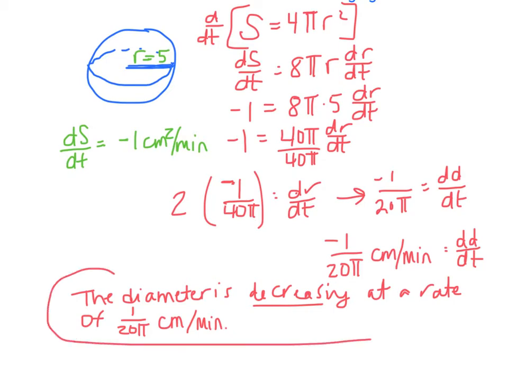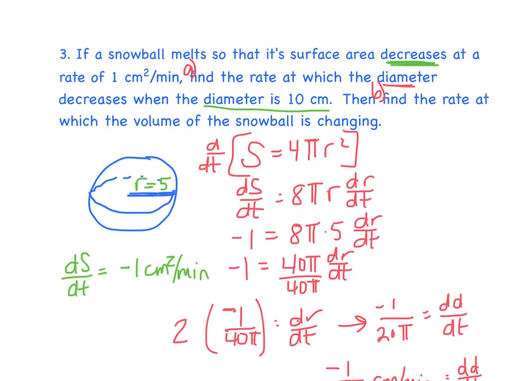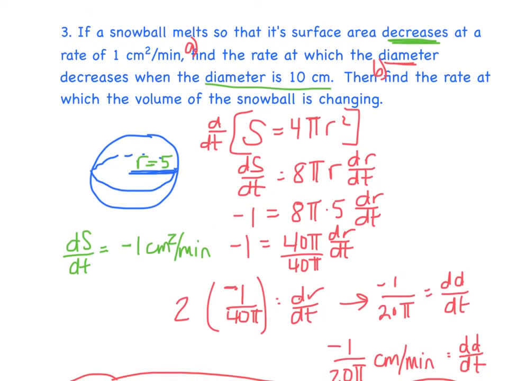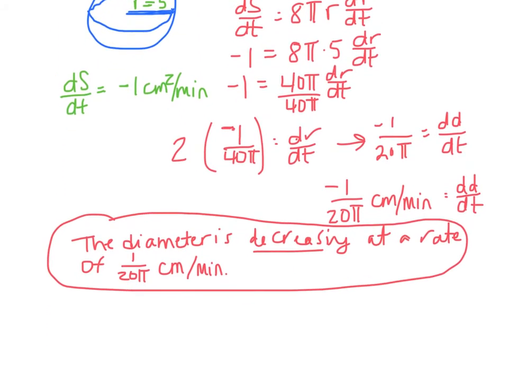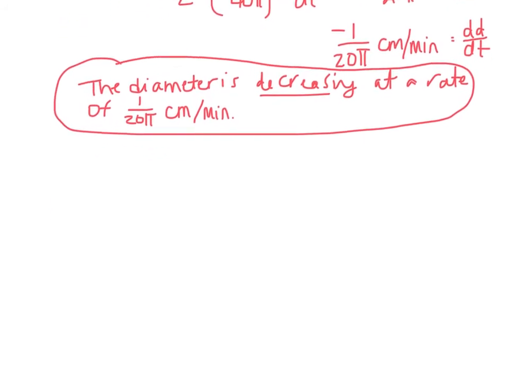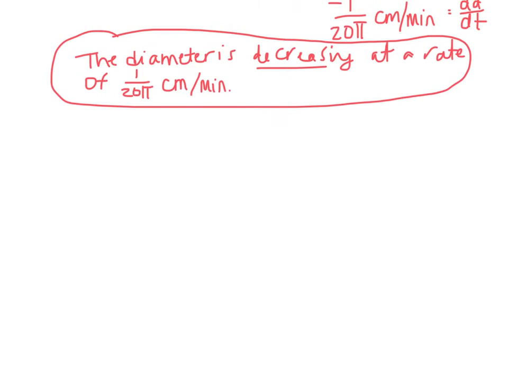All right, that was the end of part A, if you will, of this question. The second part of the question, if we go back, wants us to find the rate at which the volume of the snowball is changing. Sounds like we need another formula. We now need the formula for the volume of a sphere. So volume of a sphere, again, one that you have to memorize, is 4/3 pi r cubed. So write that down, star it, make sure you memorize it.